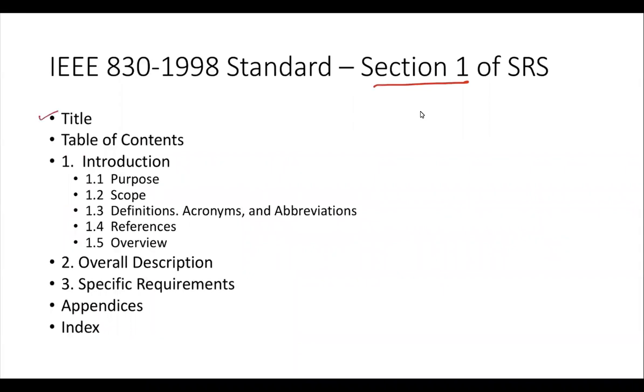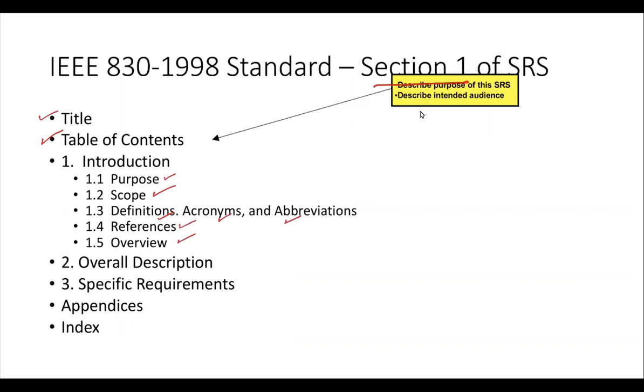We have the title, table of contents, and introduction. We have the purpose of the project, the scope of the project, all the definitions, acronyms, abbreviations, references, and overview. The table of contents describes the purpose of the SRS, which describes what the intended audience will see.